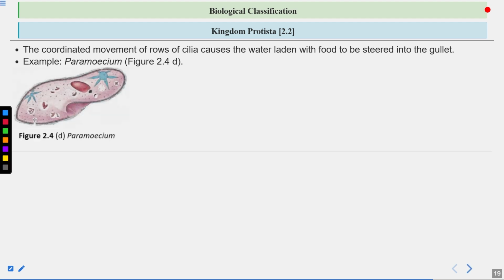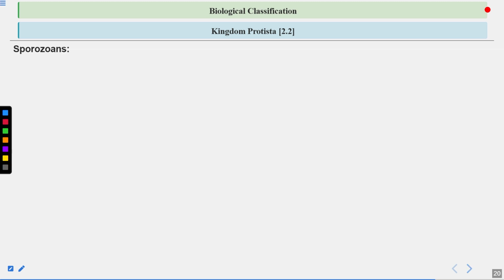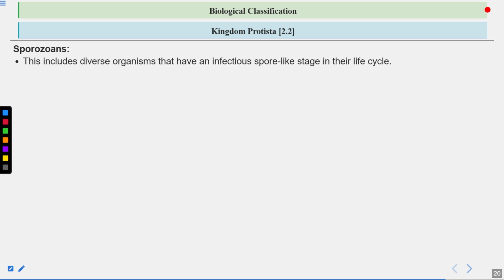So you can see this is the paramecium and this is the cilia. Thousands of cilia are present around the paramecium. So it is a ciliated protozoan. The next one is sporozoan. So this includes diverse organisms that have an infectious spore-like stage in their life cycle.